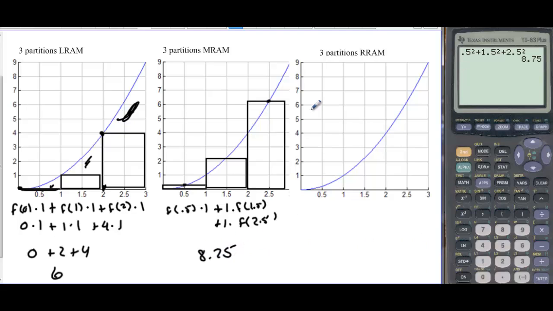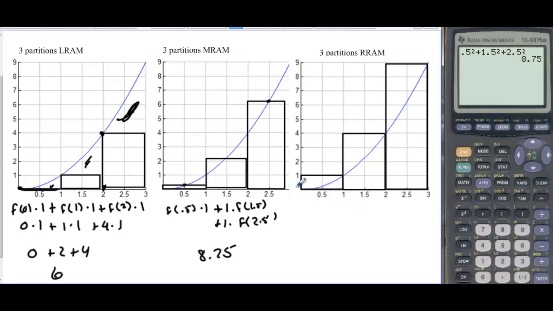Now on the last one, we're going to do right rectangular approximation method. So we're going to do 3 rectangles, and we're going to raise this up until the curve would hit the right side of the rectangles. So there's the second one, and here's the third rectangle, and it's going to go all the way up to the top.